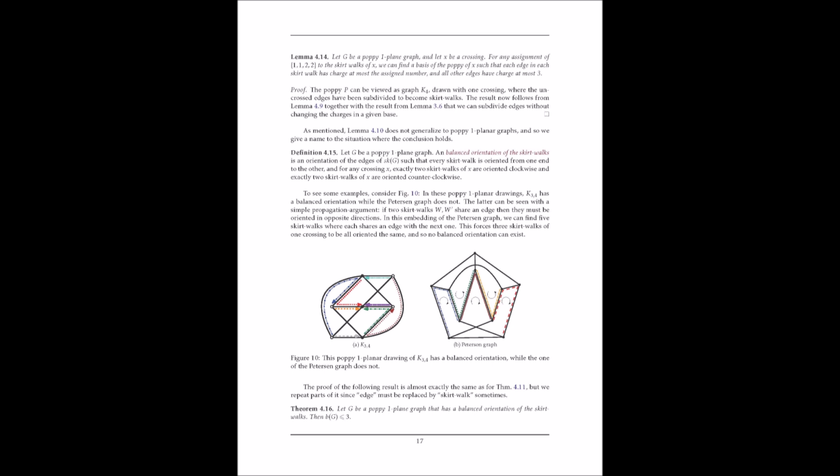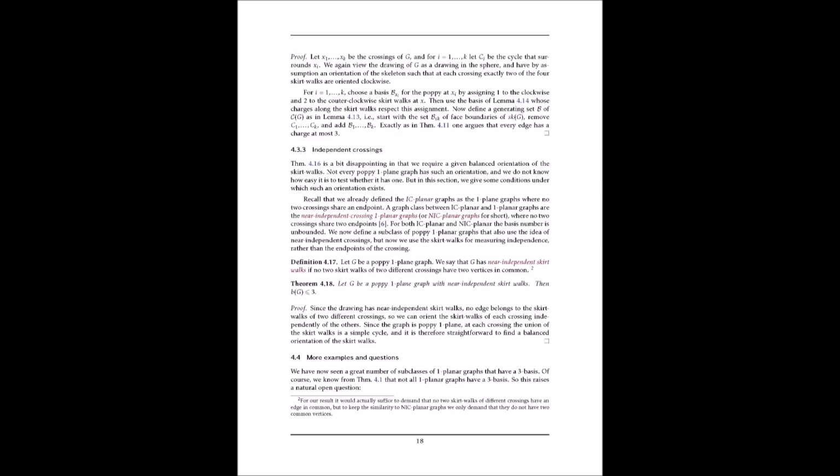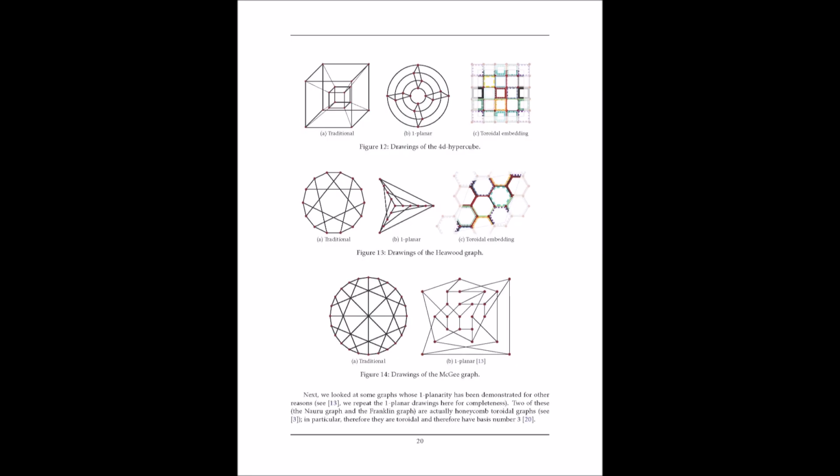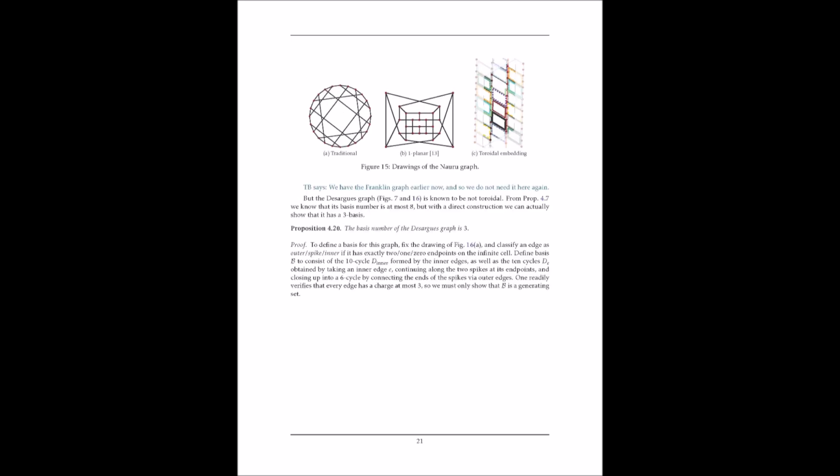Precisely. And importantly, as Lemma 4.3 shows, locally maximal one planar graphs can always be redrawn so that their skeletons are connected. So by forcing those K4 structures around each crossing, we indirectly ensure a connected skeleton. Right. Which in turn bounds the basis number to at most 4. It's all starting to connect now. Exactly. It's fascinating how different structural properties can influence each other in sometimes unexpected ways.